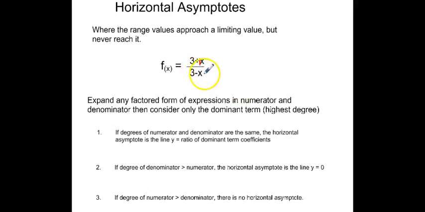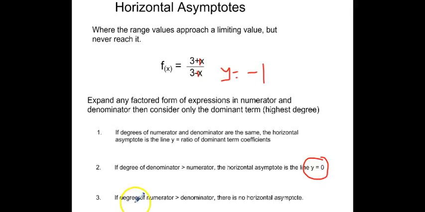Here, the highest degree term is also 1, so they have the same degree. The coefficient is 1. The ratio of those coefficients, 1 over -1, so the line y equals -1 was the horizontal asymptote. Now, if the degree of the denominator, the highest degree term of the denominator, is greater than the numerator, then the horizontal asymptote will be at the line y equals 0, or the x-axis.